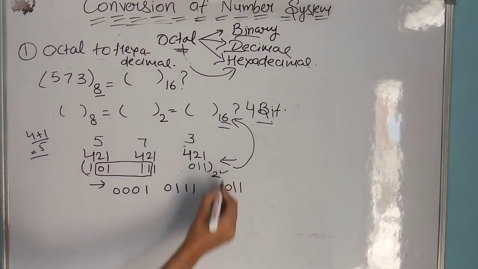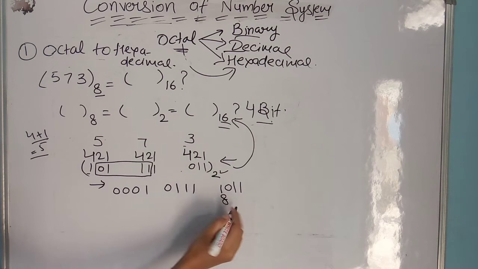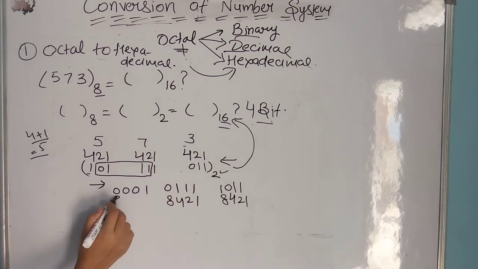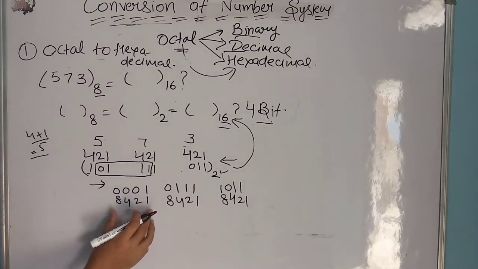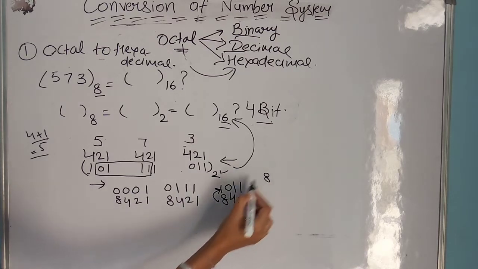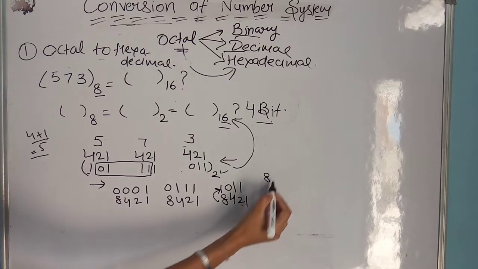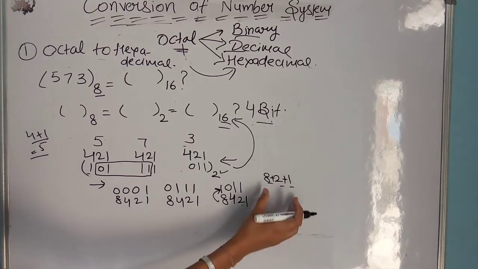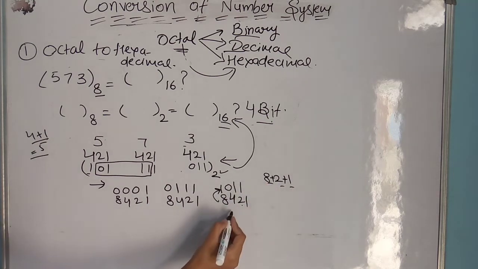So now use the 4-bit code 8421 for this group, 8421 for this group, and also 8421 for this group. So now check the on bits. On bits are at the position of 8, at the position of 2, and at the position of 1. So add these 3 bits. These 3 bits become 11. Okay, not 1 1. It becomes 11.